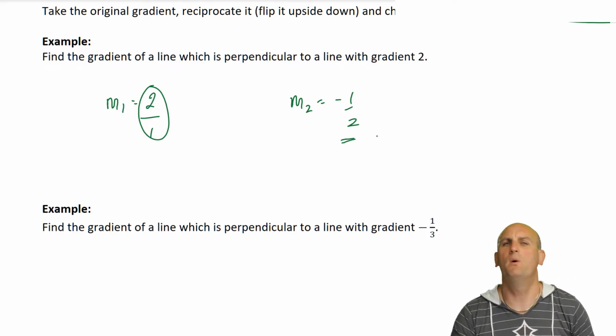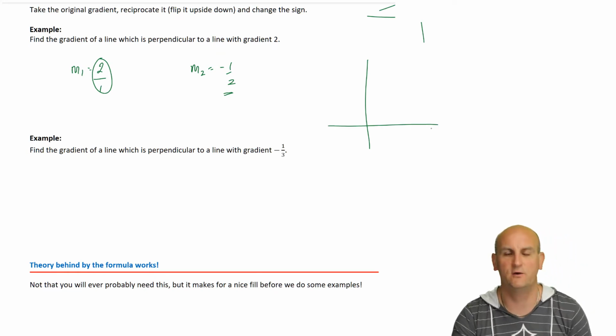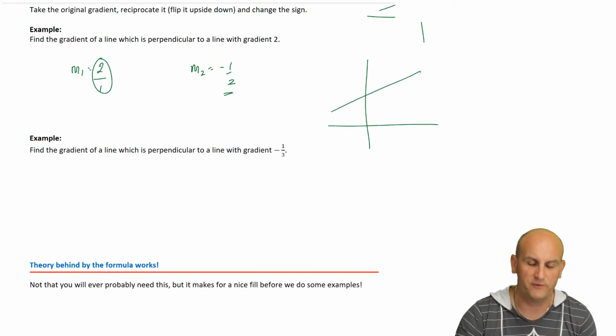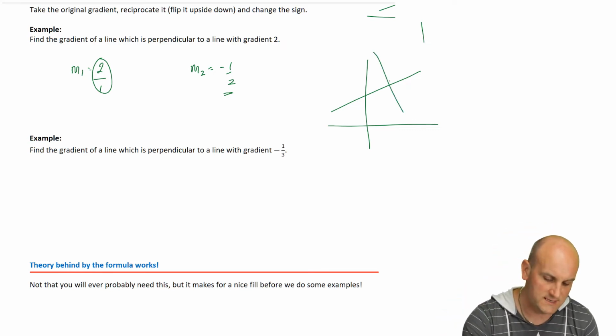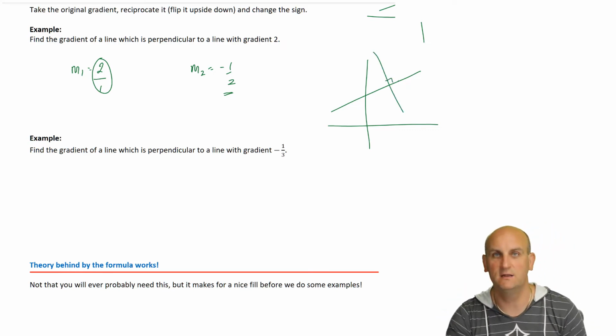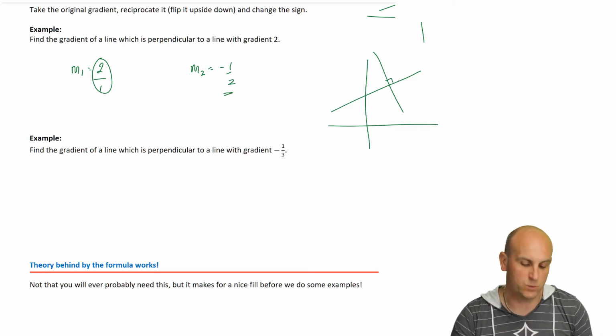And a lot of people go, but why is it minus? Well, if we look at this equation here with a gradient of 2, that's a positive gradient. A positive gradient slopes up. Well, if I have a line that's coming perpendicular to it, which way must the gradient slope? It must slope down, so it must be a negative gradient, and that's why.